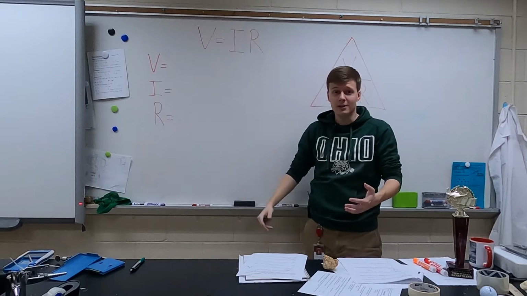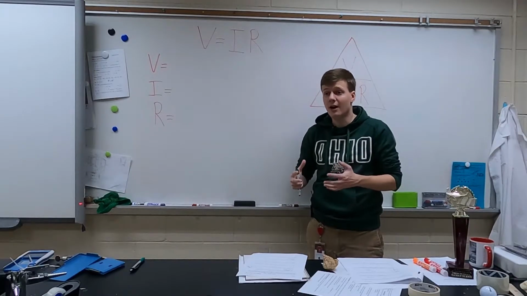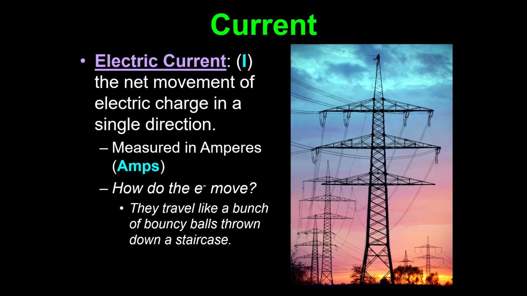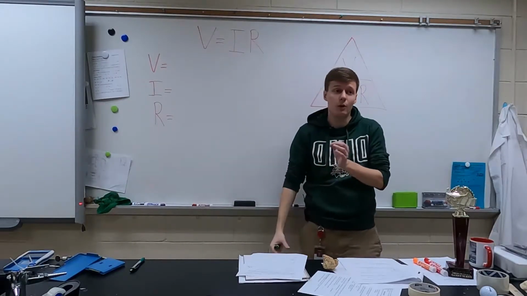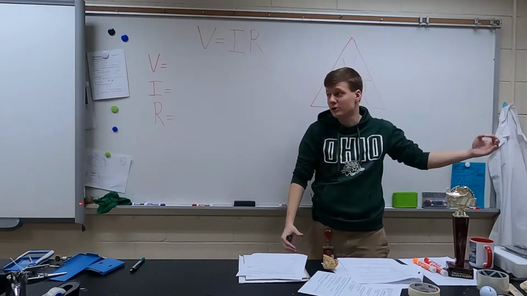I here, or current, is just a measurement of the movement of those electrons. So how many electrons are moving in a single direction, basically. Or you can think of it almost as how quickly or how many are flowing in a single direction. So the higher the current, the more electrons that are flowing past a single point or direction.